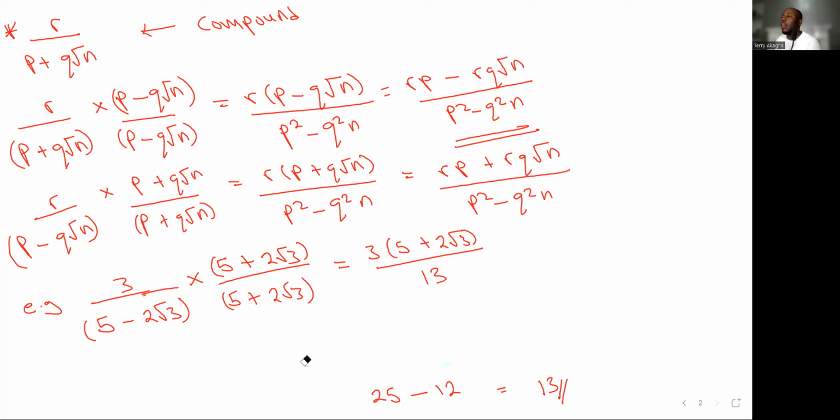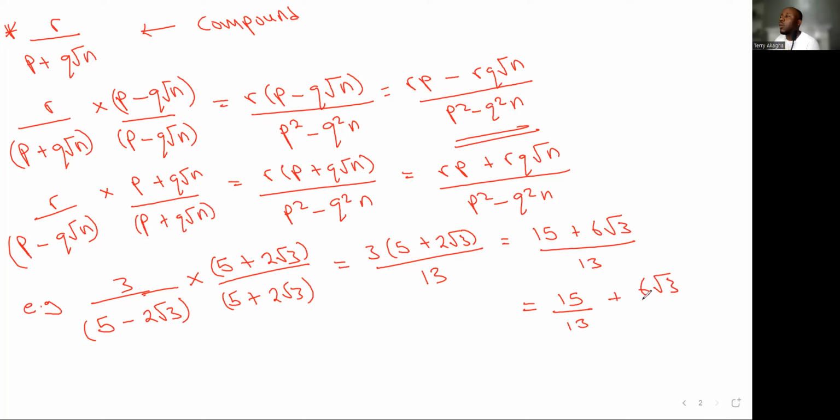Then when you have that now, we can go and simplify further. This will give us 3 times 5, which is 15, plus 6 root 3, all over 13, which you can also write as 15 over 13 plus 6 root 3 over 13. Okay? So that is that for that. So when you have a compound, you just multiply by the what? Conjugate.